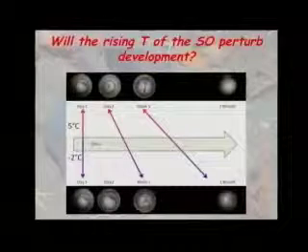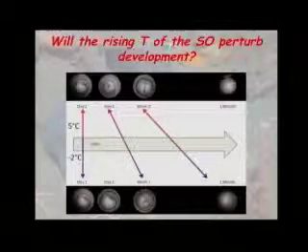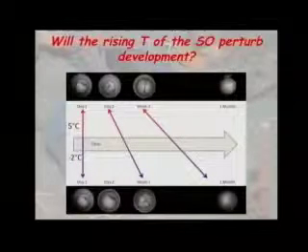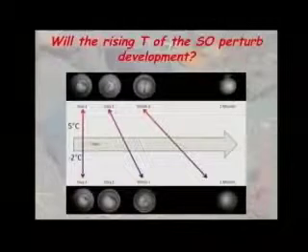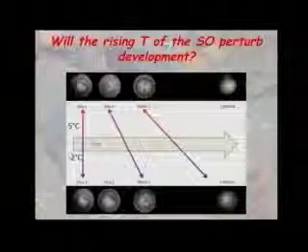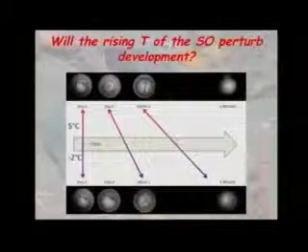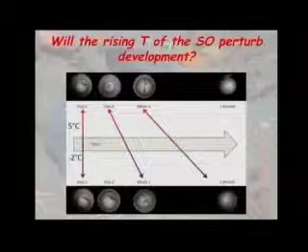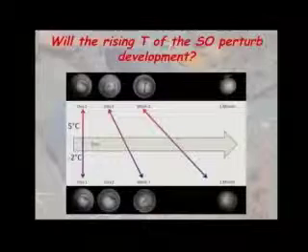So will the rising temperature of the Southern Ocean perturb development? The way we've approached this question is to take clutches of eggs and raise them at different temperatures. And here I'm showing the normal temperature of -2 degrees centigrade and an experimental elevated temperature of +5 degrees centigrade.